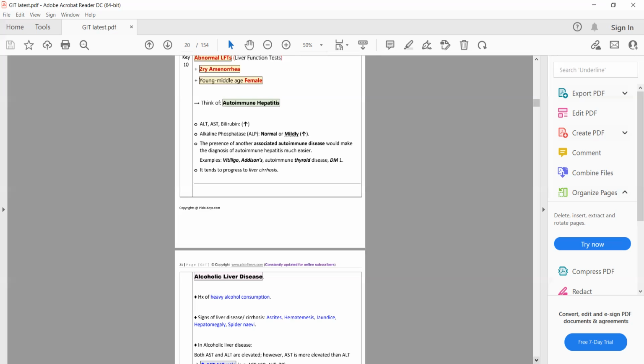So anything that causes liver cirrhosis will result in ascites, hematemesis, and jaundice, because liver parenchyma is damaged and there will be no conjugation, so bilirubin level will increase, which will result in jaundice. Hepatomegaly: initially there will be hepatomegaly, but in the long run, liver cirrhosis will cause a shrunken liver.